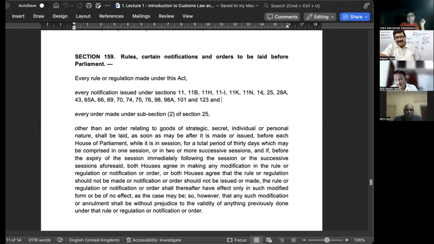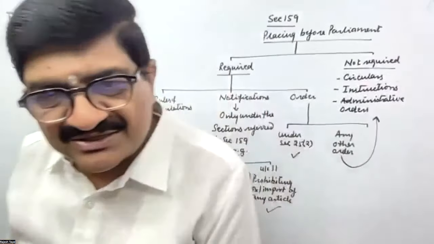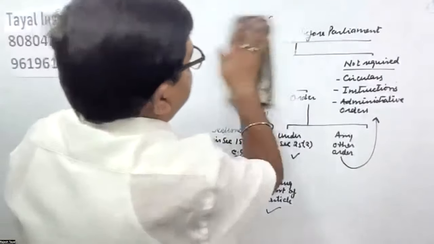Now I'll give you more clarity. Now section 25 is referred here also. In the first line, and section 25 is referred here also, right? Under both. So whether notification is there under section 25 or order is there under section 25. So again, a little more elaboration only on section 25 because it is given in both the cases, in the notification also and in the order also. Okay. So below this chart itself, you can add. That is the clarification regarding section 25 because that is given for notification as well as order both.